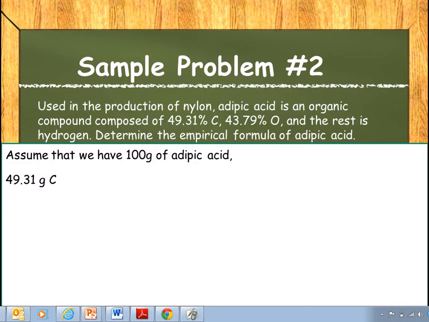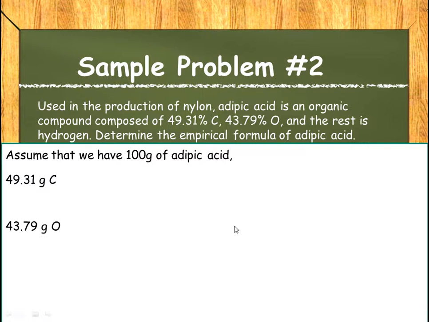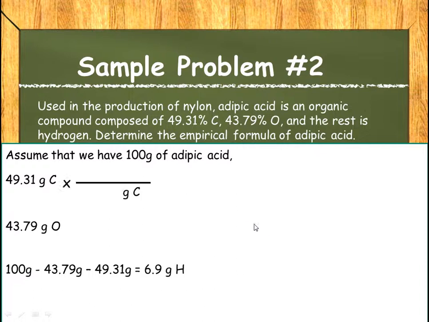Okay, so remember, we're going to assume that it's out of 100 grams. And when you do that, you get 49.31 grams of carbon. Write them in grams unit. Okay, there it is. And then we're going to convert this to what? Moles. So I have these.